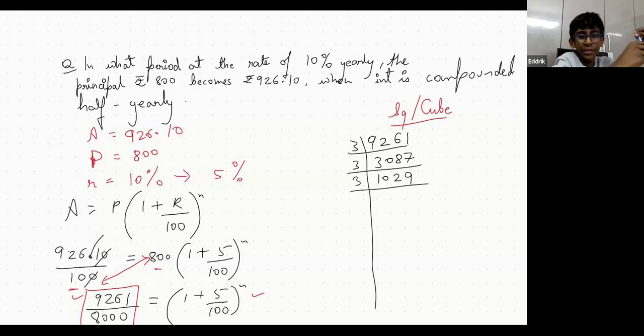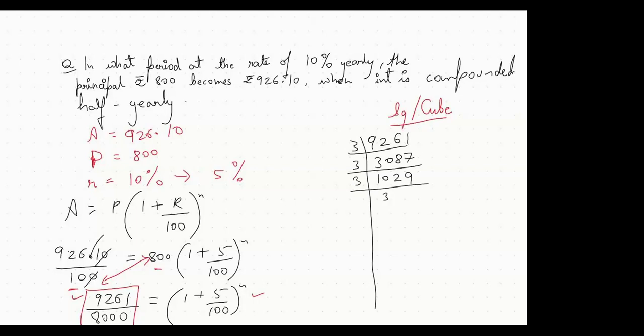Ma'am, 21. Very good. 21. 7, 9, 7, 7, 7, and 1. Okay. Then, if I try to make pairs of 2, because when we are doing square root with the factorization method, we make pairs of 2.